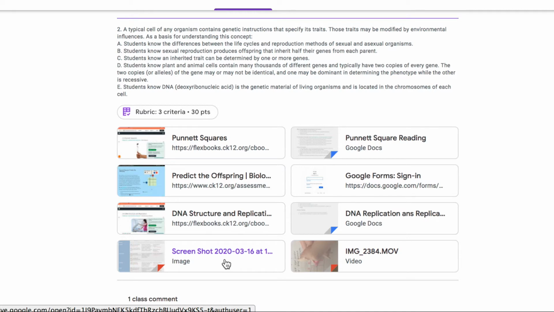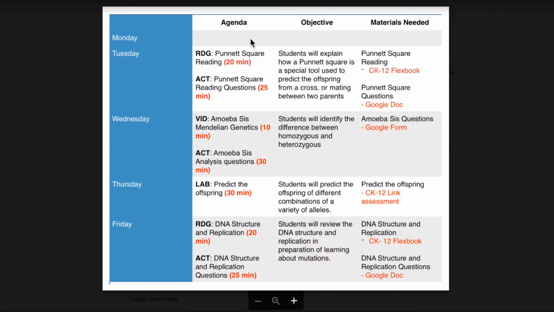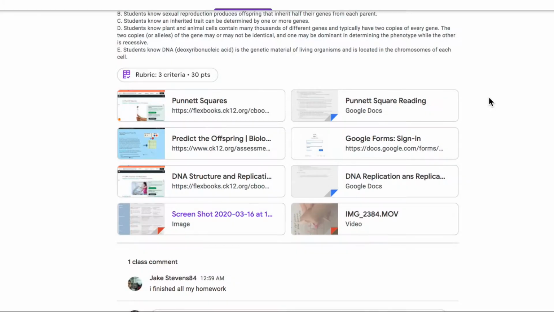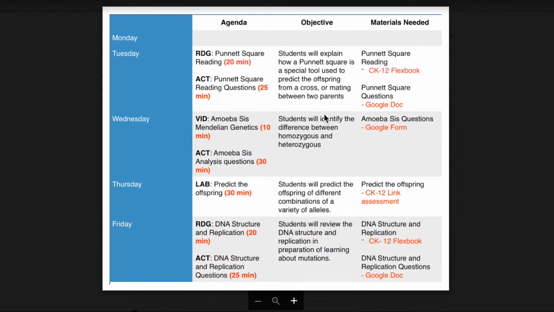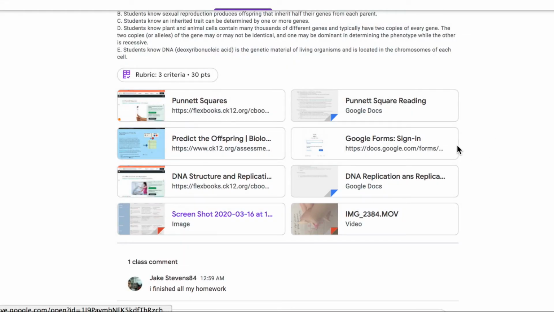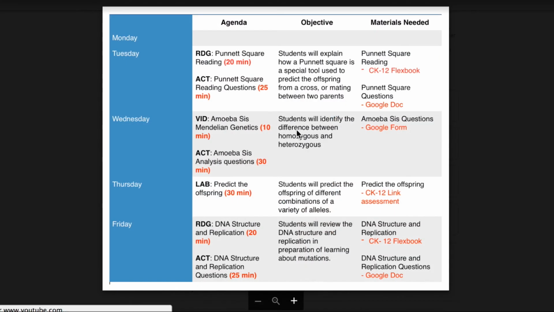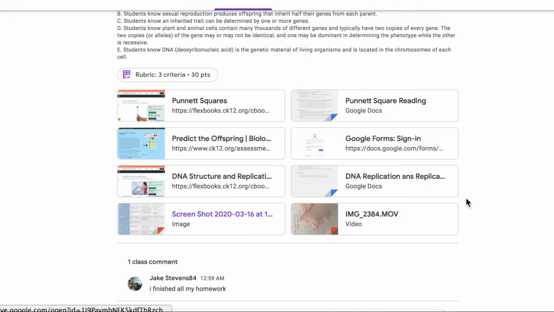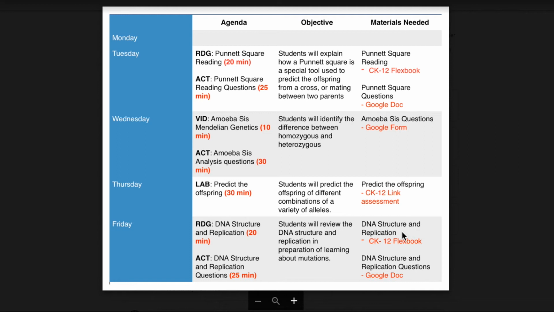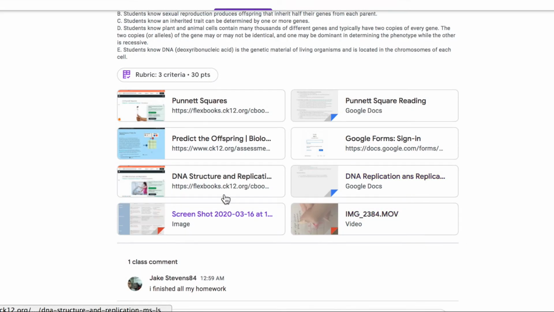So students will typically take a look at the screenshot I sent them. Monday we had off. Tuesday they need the Punnett Square reading and the reading questions. Then they'll need their Amoeba Sisters questions, which I have placed on a Google form. Next, they'll need the Predict the Offspring CK12 link assessment, which is provided for them over here. Then on Friday, they have the DNA structure and replication, and finally the DNA structure and replication questions, which are also found right here and right here.